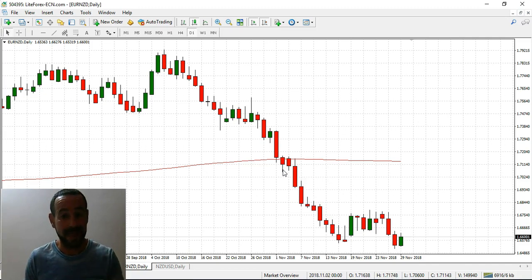And what happened next was a gap, because think about it. Price was actually closing here, right, below the 200-day moving average. But then it gapped and opened here, right on top of the 200-day moving average line, right on top of the line, and closed below, right?